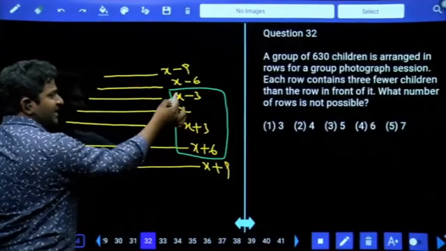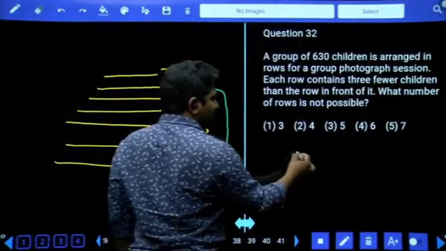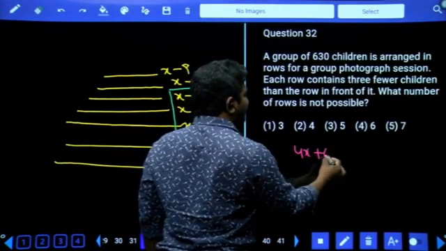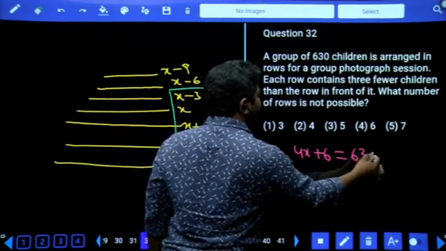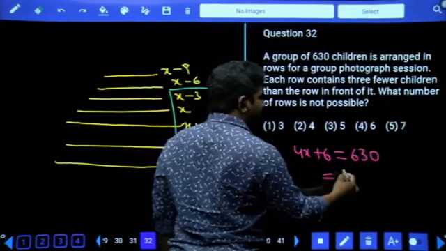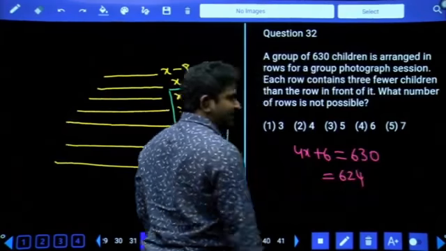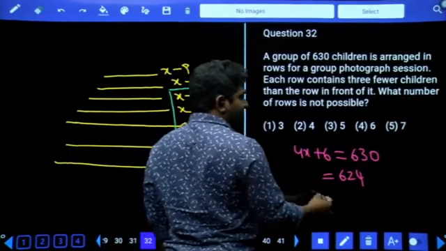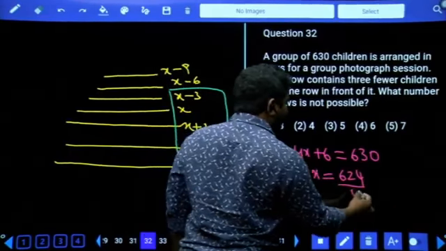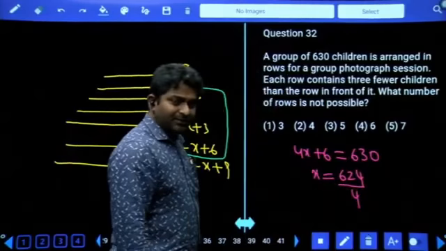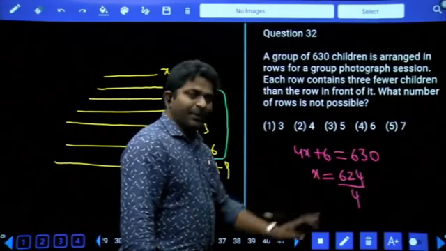Minus 3 plus 3 gets cancelled, 4x plus 6. Total number of students is equal to 4x plus 6, which is equal to 630. If 6 goes to the other side, on the right-hand side you'll have 624. 4x is 624, then x value is equal to 624 divided by 4. Yes, again this is possible. 624 is divisible by 4.